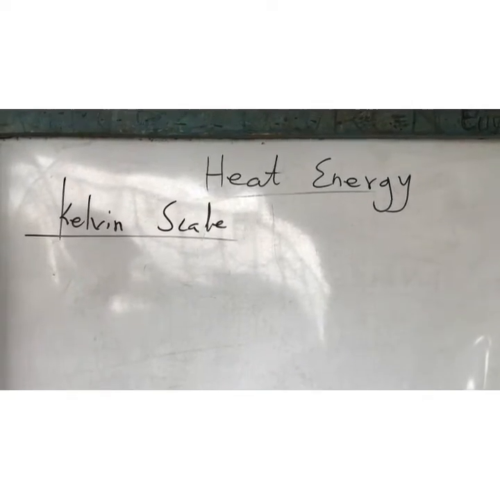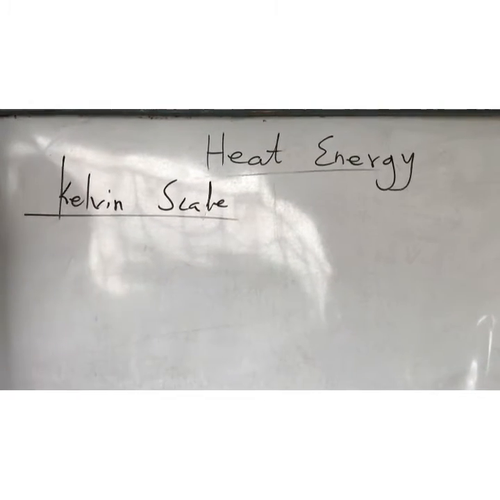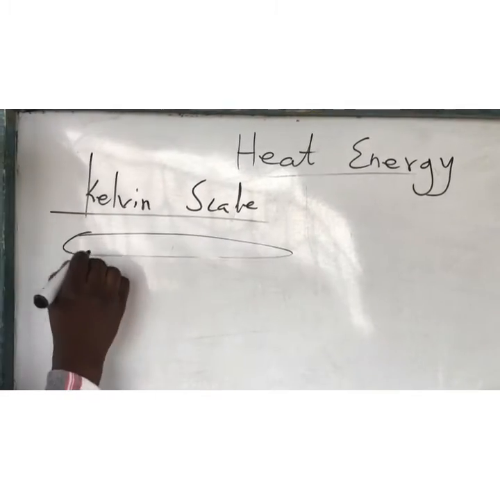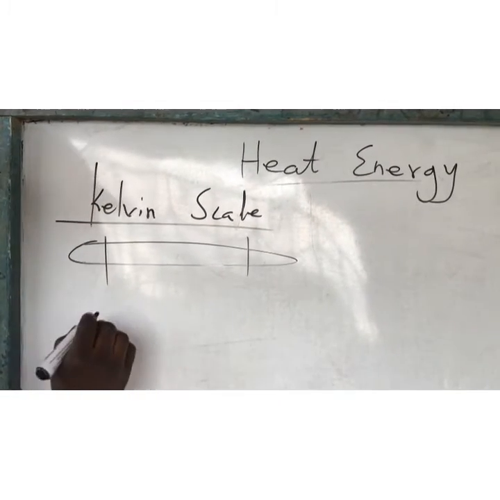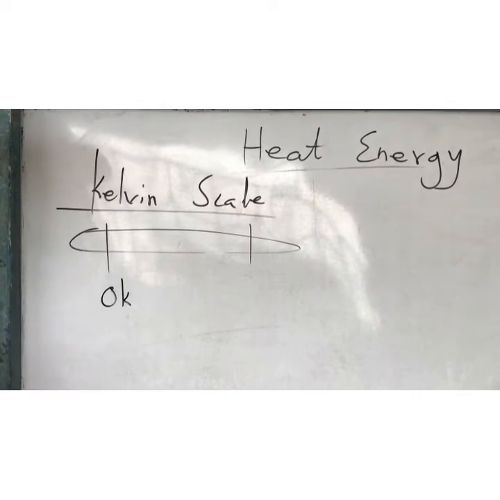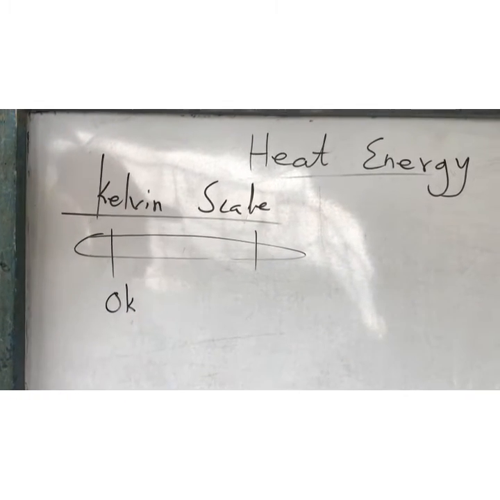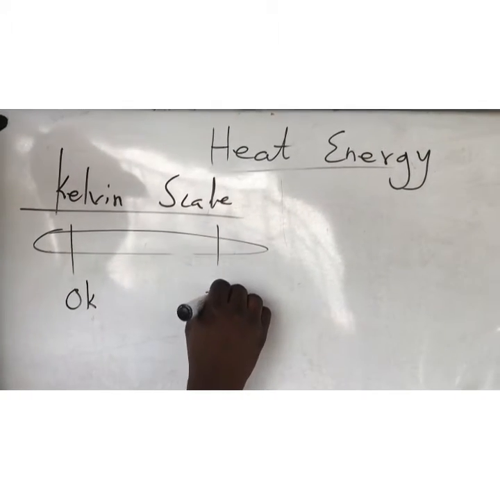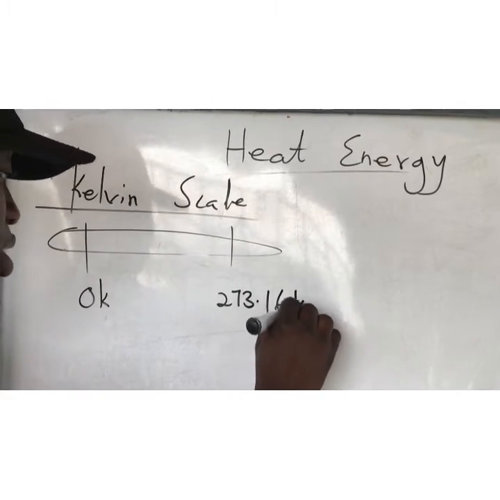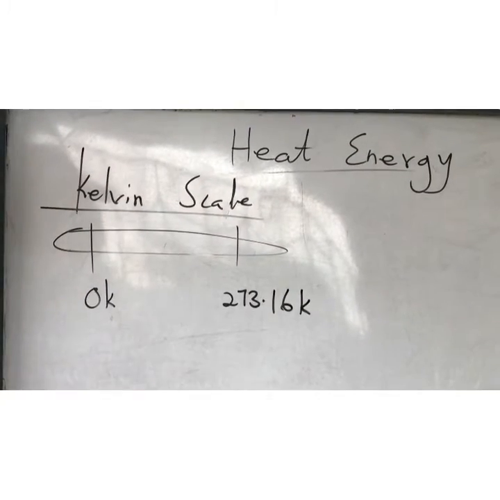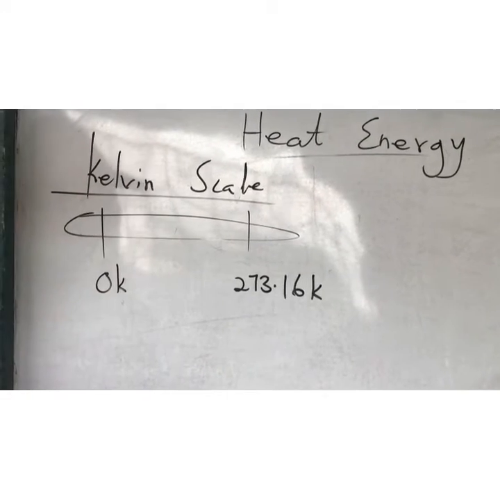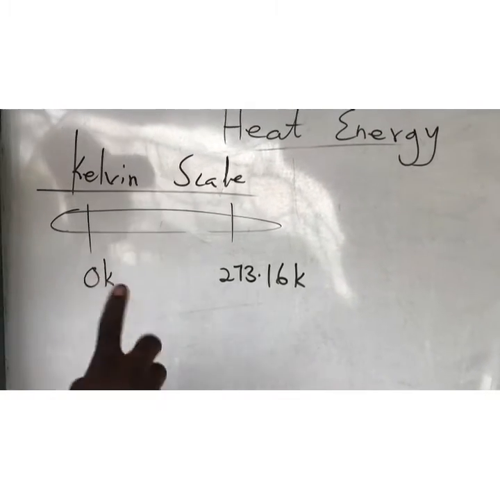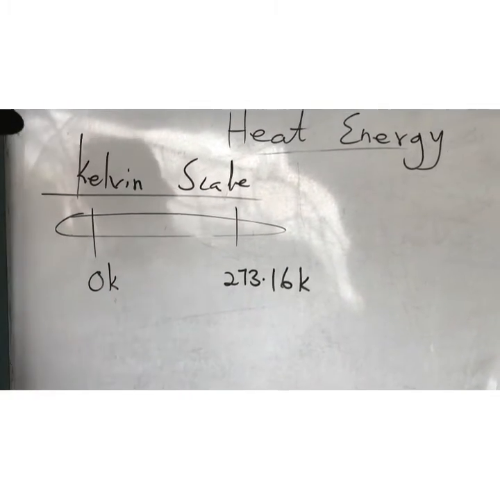So moving on to the Kelvin scale. Now I'm going to reveal some secrets here. Let's say I have my thermometer here. So here will be 0 Kelvin. Now the maximum temperature on the Kelvin scale is 273.16 Kelvin, and it is approximated to 273. That is why I said when you want to change from degrees Celsius, you just add 273. So the value itself is 273.16.